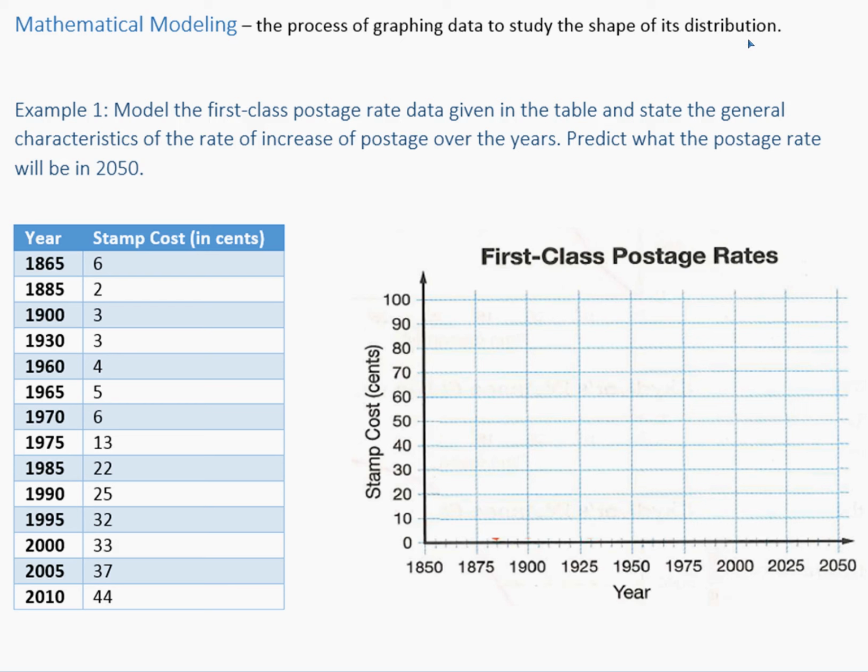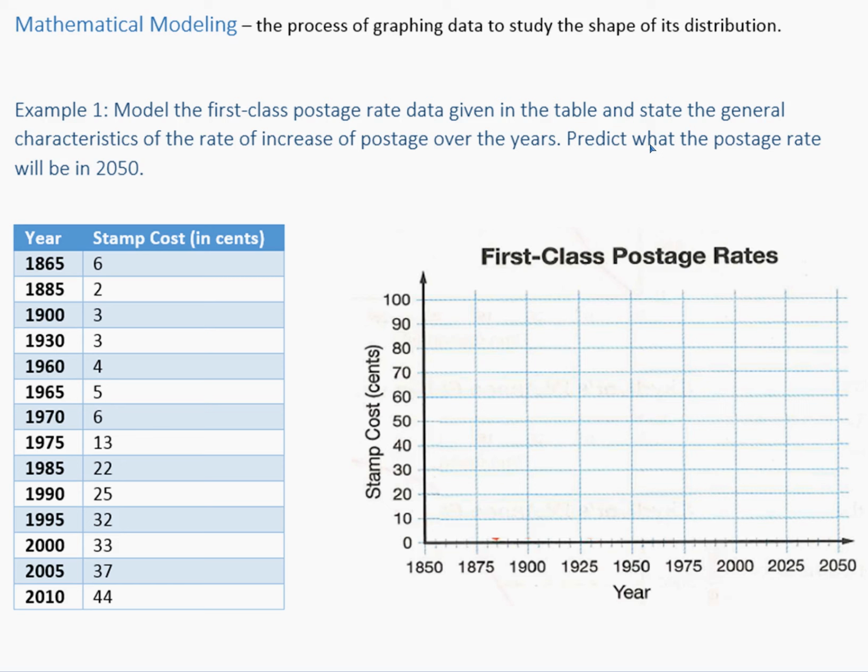The example 1, model the first class postage rate data. So here's the postage rate, the year, and how much it cost in cents for a first class piece of mail. State general characteristics of the rate of increase of postage over the years. Predict what the postage rate will be in 2050. So we could graph each one of these points.